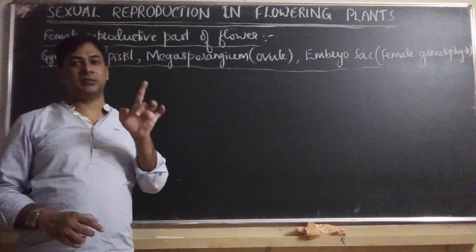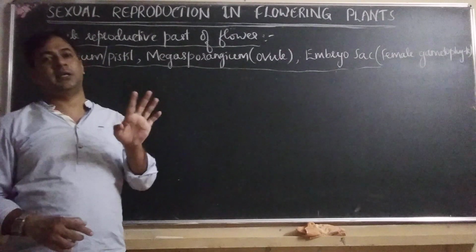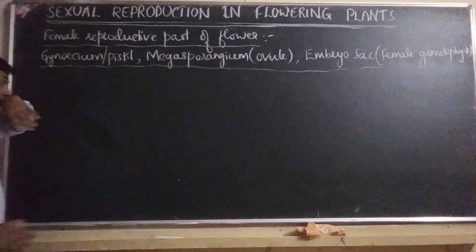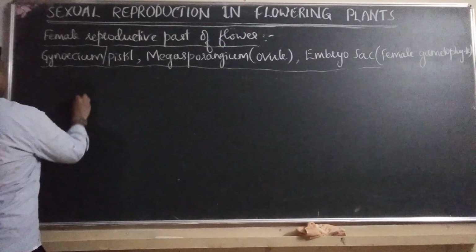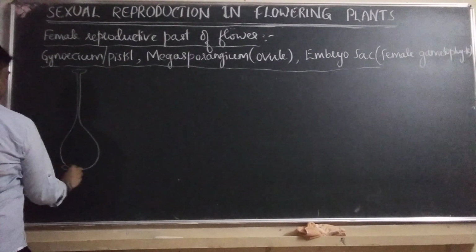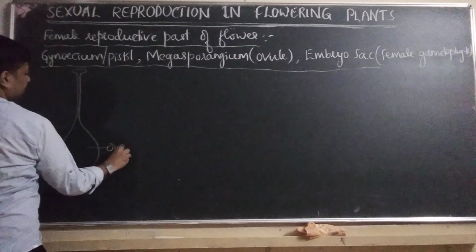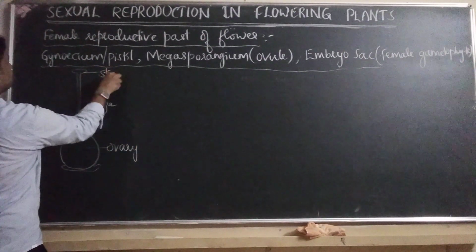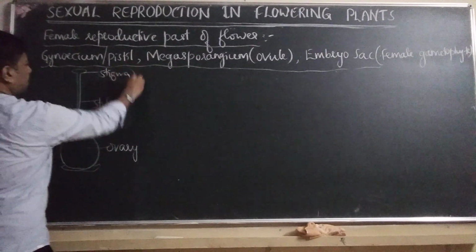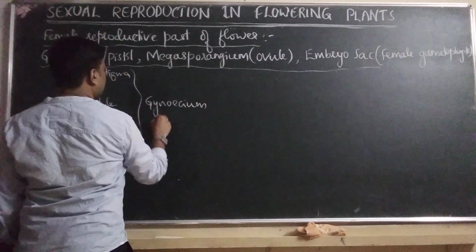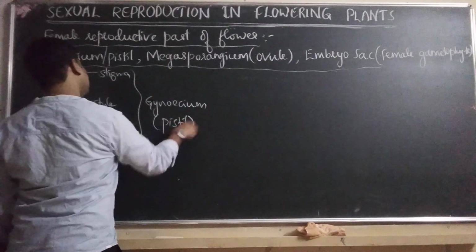If a single carpel is there, that is monocarpellary. If many carpels are there, multicarpellary. So I hope you understood what I am saying. Okay. Then, when you take a cross section of the ovary, this is the structure of the ovary. This is the style. This is the stigma. All three parts together are called the gynoecium, or also called the pistil.